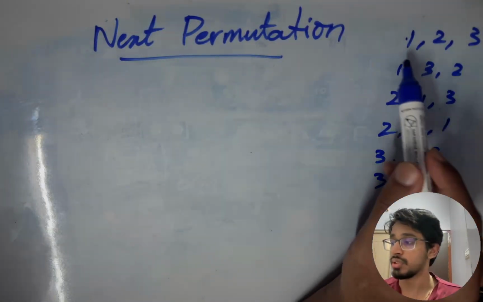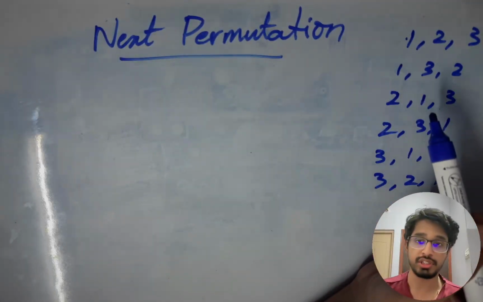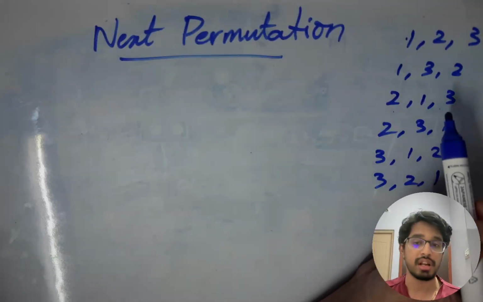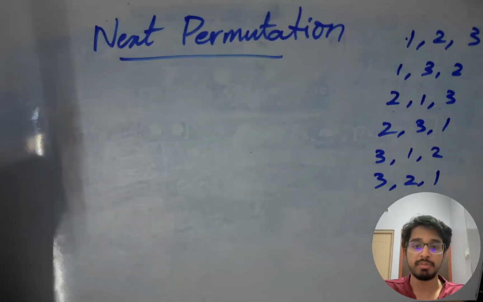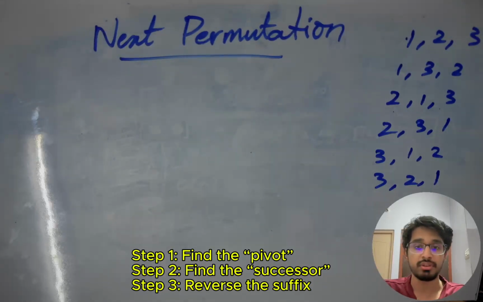Suppose they give you 1 comma 3 comma 2 and tell you to calculate the next permutation, that is 2 comma 1 comma 3. That is what we need to calculate. In order to calculate the next permutation, we need to follow 3 steps. One is to find the pivot, the second is to find the successor, and the third is to reverse the suffix. So let's go through it one by one.